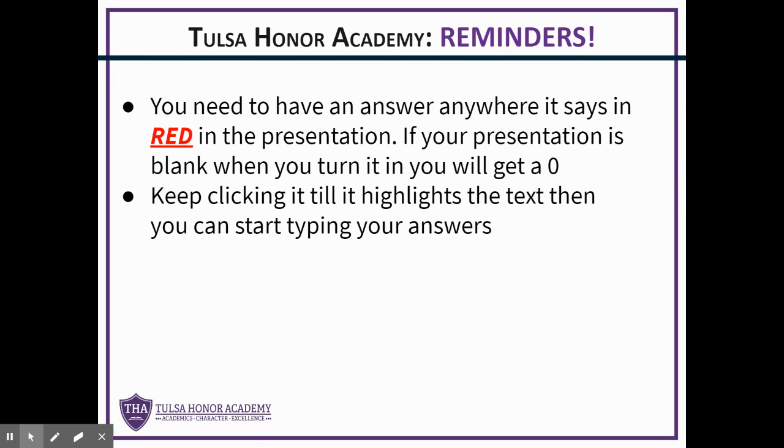Just a couple of reminders before we get started. You need to have an answer anywhere it says in red in this presentation. Whenever you click on the presentation, it'll make your own copy that you own, and then you will type your answer anywhere that it says in red. If your presentation is blank when you turn it in, you will get a 0. Keep clicking it until it highlights the text. Then you can start typing your answers. So you've got to keep clicking where it's red, and then it'll highlight it, and then you can start typing.